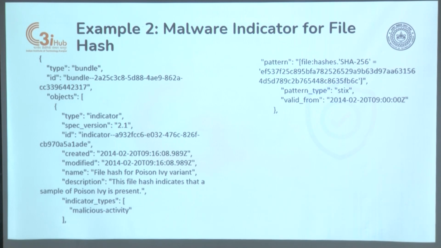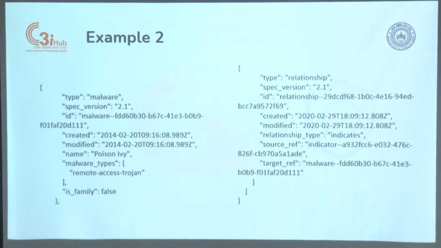Now, the pattern, right. The pattern type is STIX pattern, and you see that it is basically a pattern that says the SHA-256 of the file is so, and it is valid from a certain date. So, this is one object in this bundle. We will go and see the next object. So, there is an indicator object, and here is a malware object. The malware object finishes at the comma here down on the left.